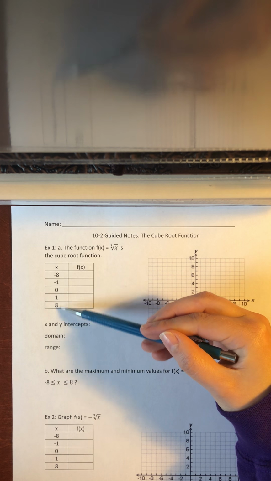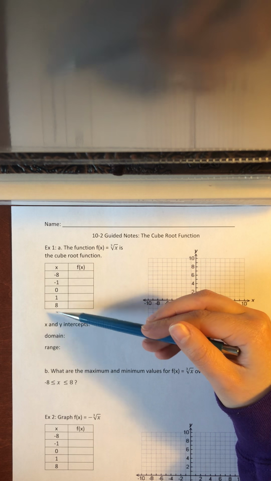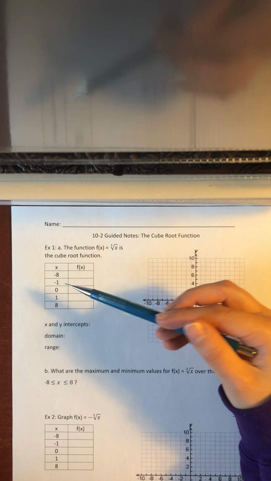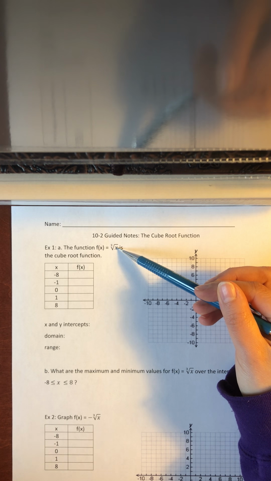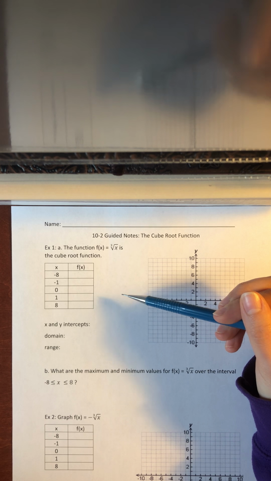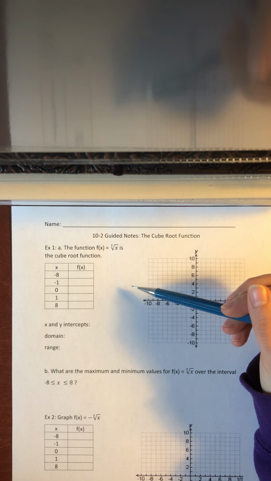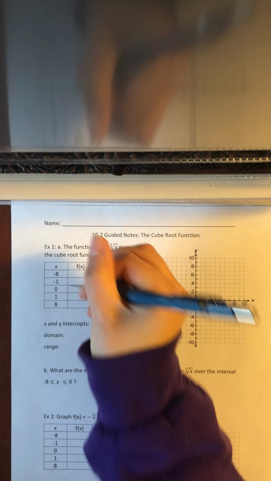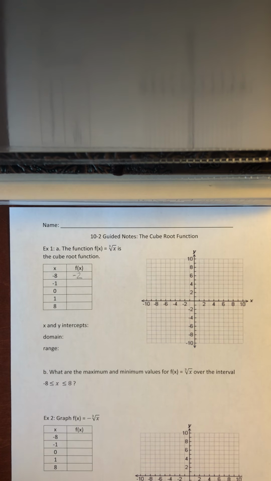If you're wondering why I picked these values, I can take the cube root of these values very easily, so that's why I picked them. Okay, so cube root of -8, you have to think what times what is -8? That would be -2. -2 times -2 is +4, times -2 is -8. So -2 is the cube root of -8.